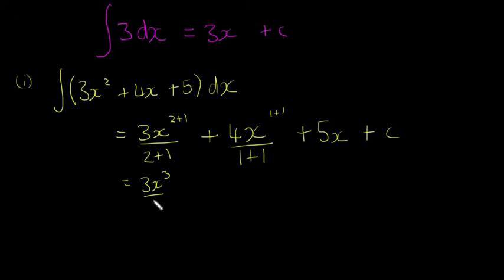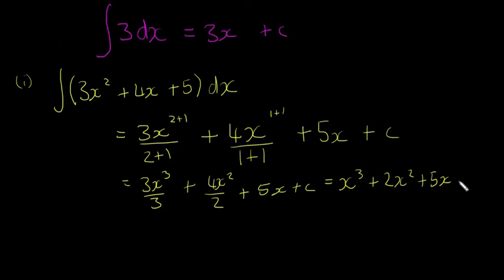So that's all going to be equal to 3x cubed over 3. 2 plus 1 is 3, 2 plus 1 is 3. Plus 4x squared over 2. Plus 5x plus c. If we want to simplify that, we can simplify it to just x cubed plus 2x squared plus 5x plus c, and all done. So if you differentiate this, x cubed plus 2x squared plus 5x plus c, you'll get this. So you'll see that we're just moving backwards and forwards. Hopefully that makes sense anyway.